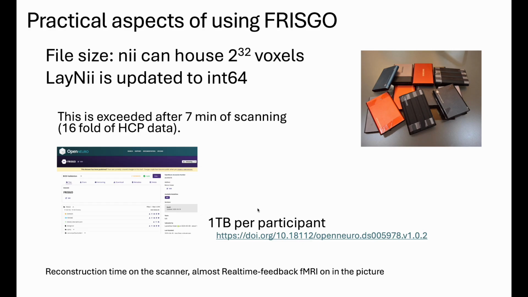The challenges of FRISGO include having a large amount of data. We have 16 times the number of voxels as HCP per second. So individual runs that are longer than 7 minutes actually are not really describable with NIfTI anymore, because in NIfTI you have this limit of having a maximum number of 2 to the power of 32 voxels. So for LAYNII, we actually had to update it to also support 2 to the power of 64 voxels.